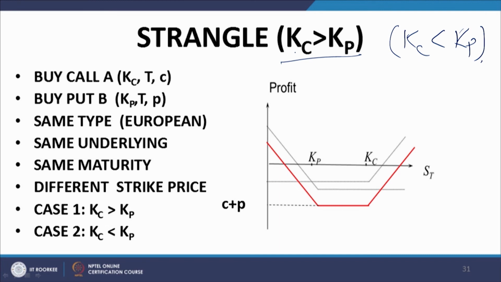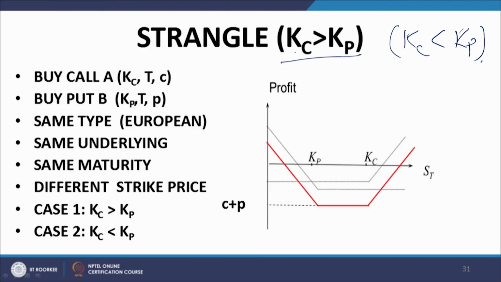So, a strangle is pretty much similar to a straddle. In a straddle, what did we have? We had a long call and a long put on the same underlying, same exercise price, same maturity, and same type, that is European. Here we also have all those characteristics, except that they do not have the same exercise price. There can be two situations: where the call's exercise price is greater than the put's exercise price, or the call's exercise price is lesser than the put's exercise price. We shall examine them separately.